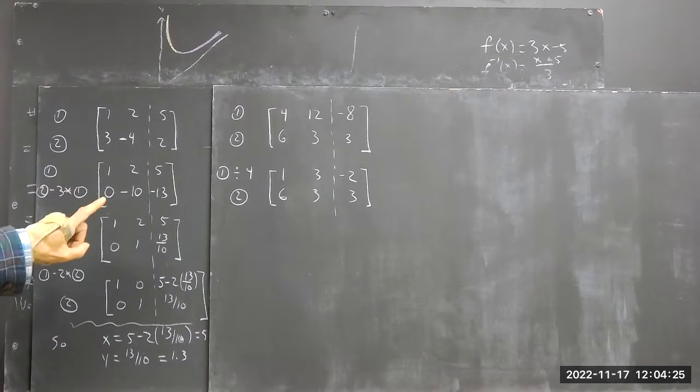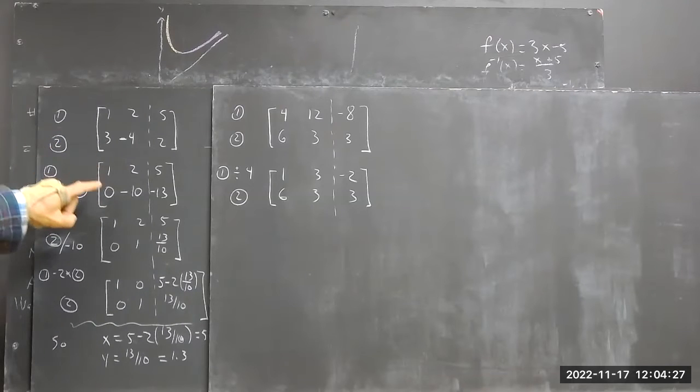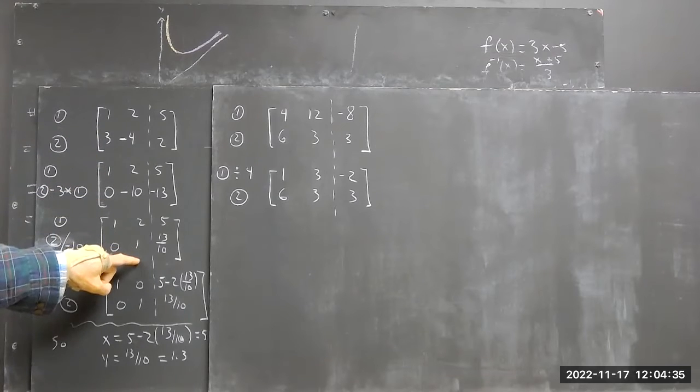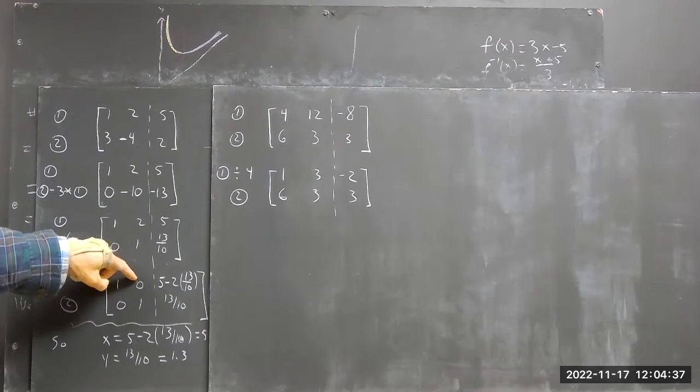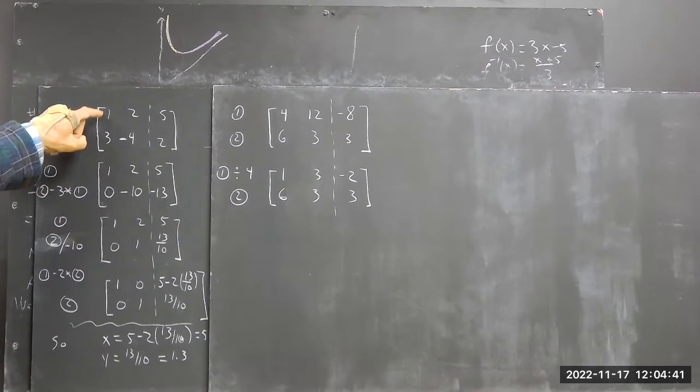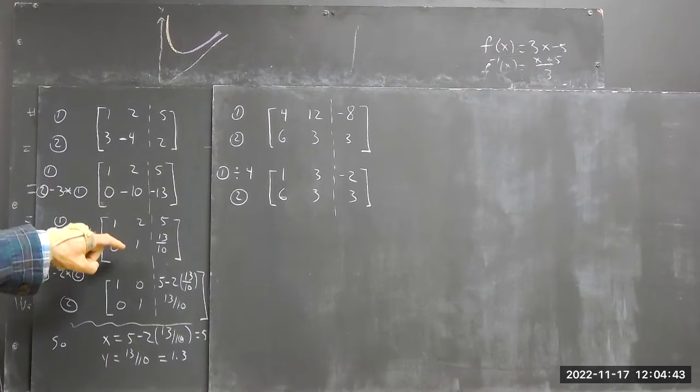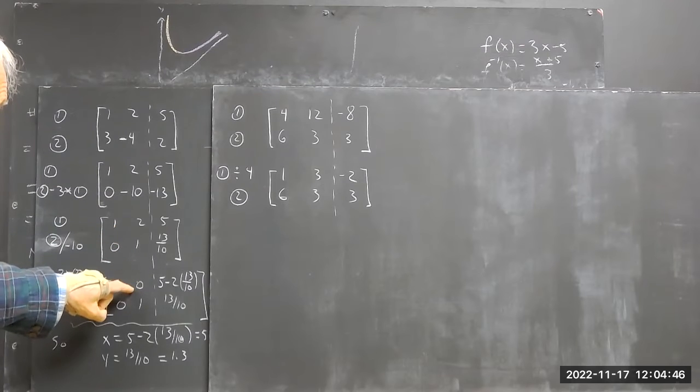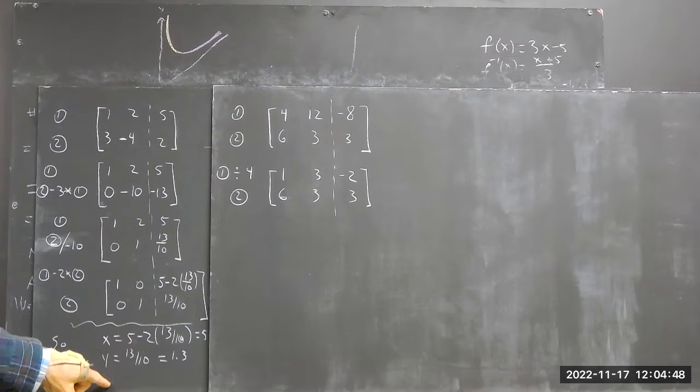Now the pattern is, pay attention to this. We get a 0 here. Once we get a 1 here, we get a 0 here. And then we're going to be able to get a 1 here, and then a 0 here. So when we've got our 1 here, then our 0 here, then our 1 here, then our 0 here, we've got our solution. We just got to do it by multiplying or dividing rows by numbers.